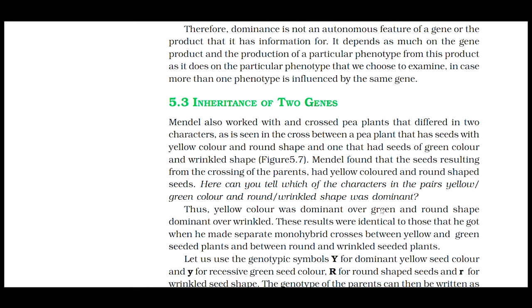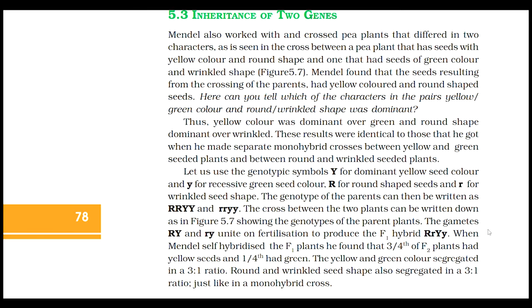These results were identical to those that he got when he made separate monohybrid crosses between yellow and green seeded plants and between round and wrinkled seeded plants. Let us use the genotypic symbols capital Y for dominant yellow seed color and small y for recessive green seed color, capital R for round shaped seeds and small r for wrinkled seed shape. The genotype of the parents can then be written as capital R capital R capital Y capital Y and small r small r small y small y. The cross between the two plants can be written down as in figure 5.7, showing the genotype of the parent plants. The gametes capital R capital Y and small r small y unite on fertilization to produce the F1 hybrid capital R small r capital Y small y.